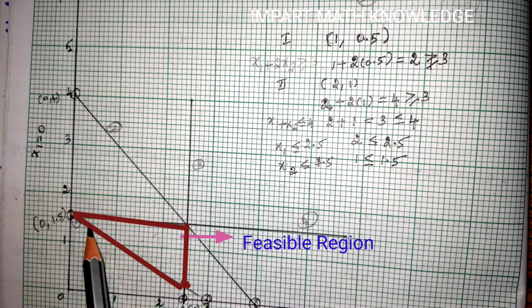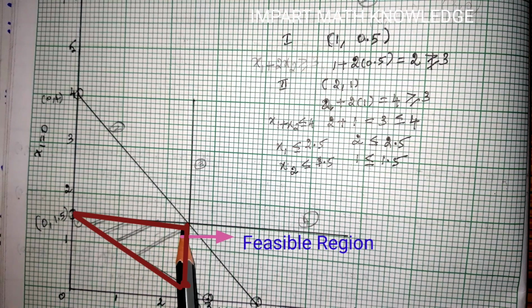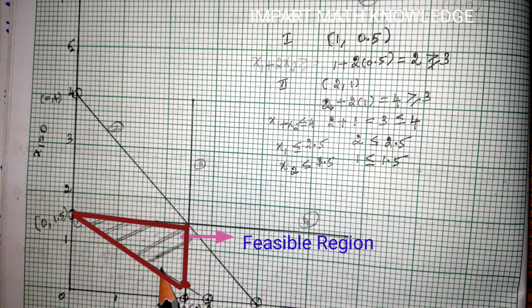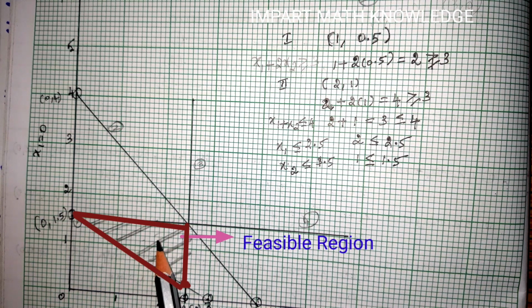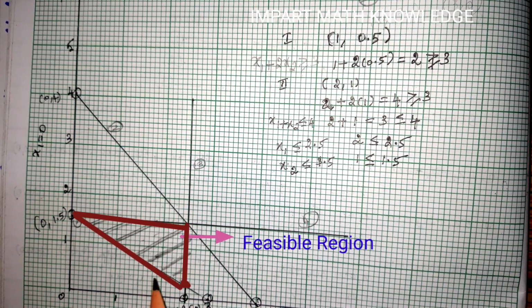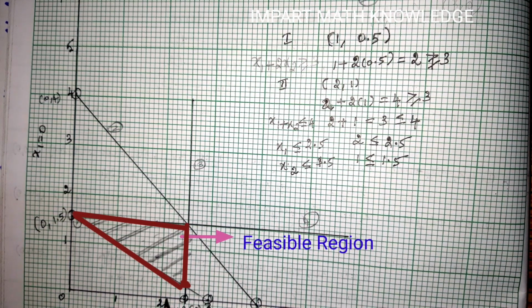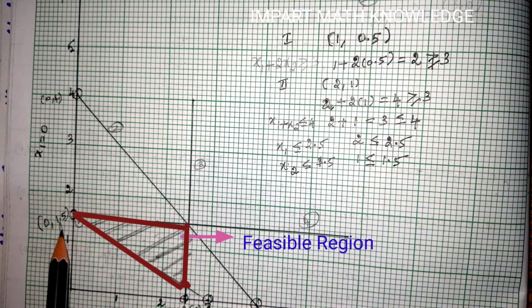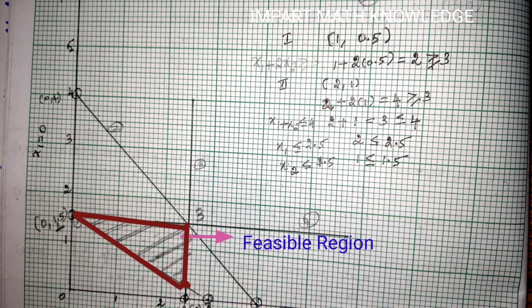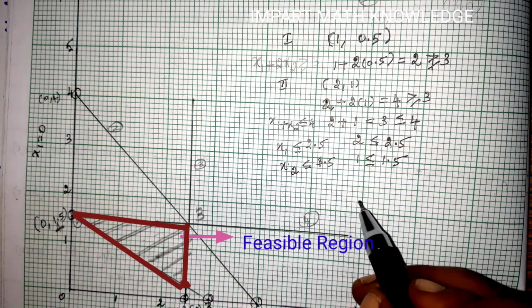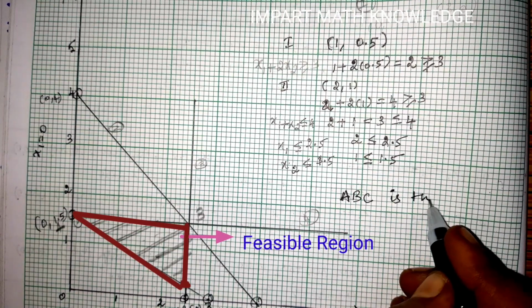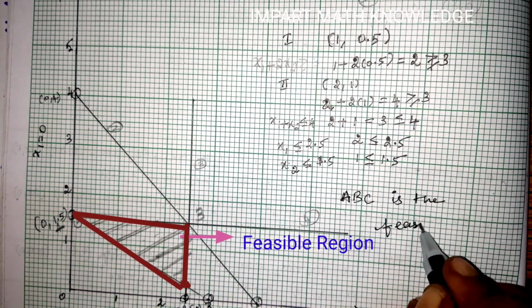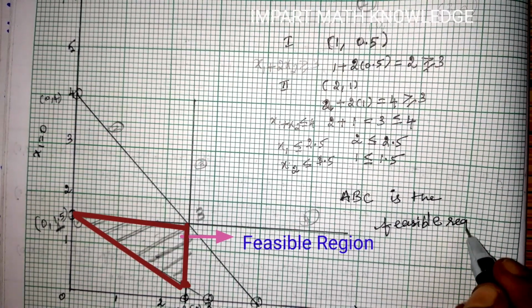So without doubt, you can shade it here. This is your feasible region. In the previous problem, I explained how to shade the region. Here, by the checking method, we are finding the feasible region. Once you shade it, you have to name the feasible region. The feasible region is A, B, C. So immediately you have to write ABC is the feasible region.